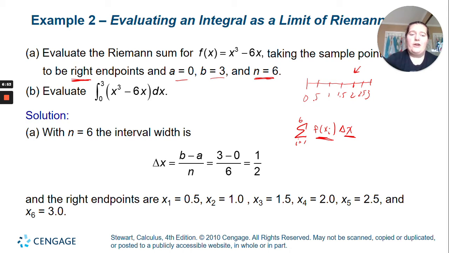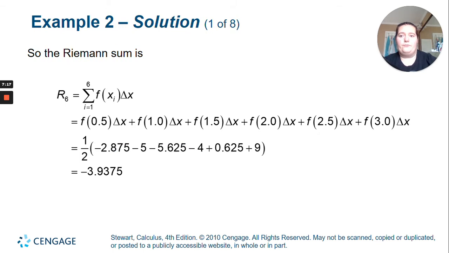Next, we have to figure out what are our x sub i's. So which x sub i's are we going to be plugging into this formula? Because we are doing the right Riemann sum, then it's going to be the right value. So here's my x1, here's my x2, here's my x3, here's my x4, here's my x5, and there's my x6. And now once you have all that, we're just plugging it into the formula from there.